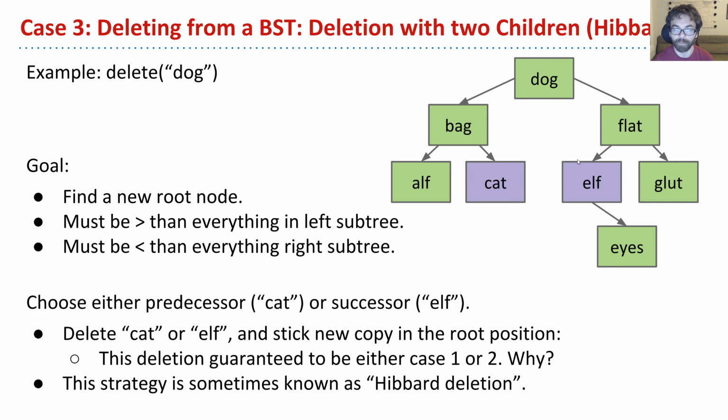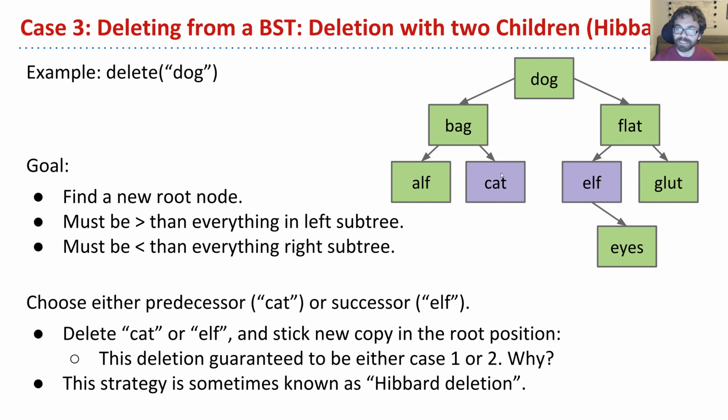What's special about them? Well, it's that cat is the predecessor of the deleted item, and elf is the successor. What do I mean by that? Well, by predecessor, I mean the largest item that is smaller than the key, or than the item, and the successor is the smallest thing that is larger. Now, what's kind of cool about this is that to do this, how can I just move cat? Well, what I could do is just delete it and then replace the word dog with cat.